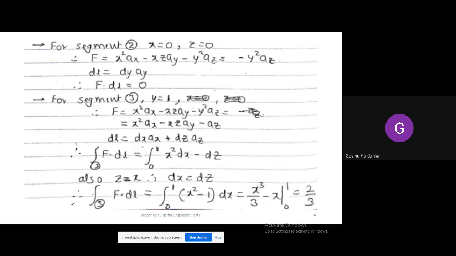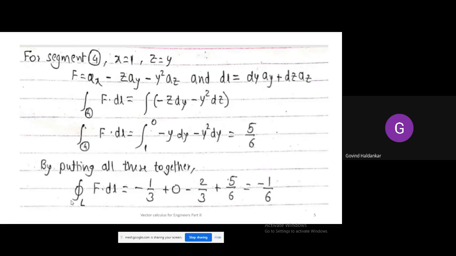For segment 3 again, y is equal to 1. Function you will get x square ax minus xz ay minus z az, and dl is equal to dx ax, dz az. F dot dl, if you find the integration along path 3, you will get x square dx minus dz. And when you solve the integration by putting z is equal to x and dx is equal to dz, you will get with respect to x, that is 2 by 3. So here we solve for segment 4 and I got 5 by 6. And after putting all together, that is all 4 parts I added, and I got minus 1 by 6.